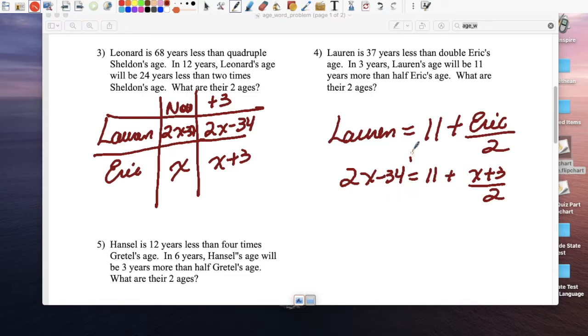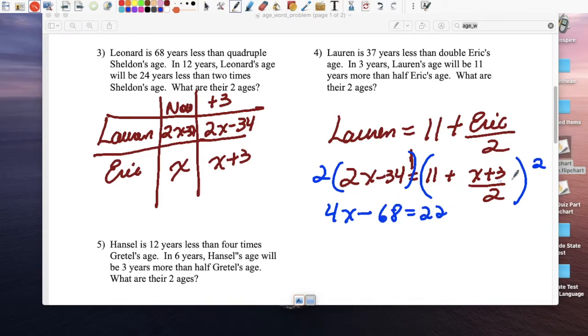So, over here, I can't combine any like terms here. I'm trying to, because I'm running out of room. All right, you know what? Let's just clear the denominators. So I'm going to multiply everything by 2. This whole thing by 2. That's going to give us 4x minus 68 equals 22, right? 2 times 11, 22, and these two will cancel, give me x plus 3. So there, much better.